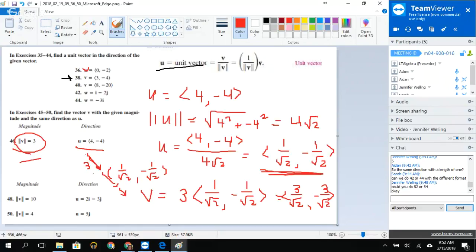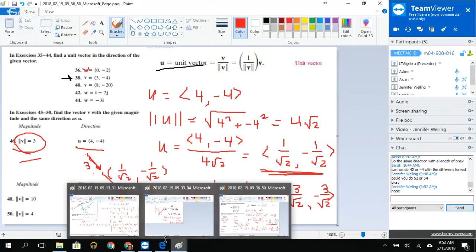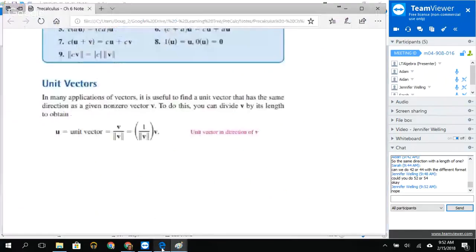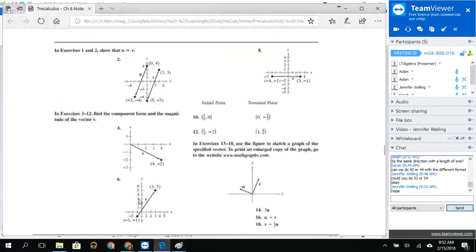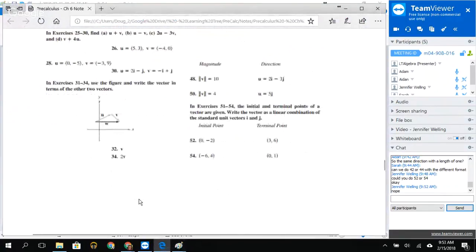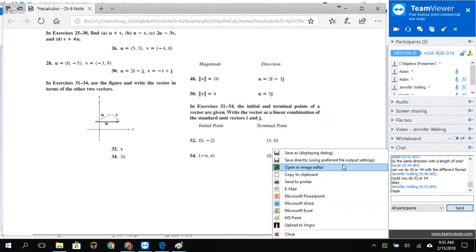Okay, any questions about that? Nope. All right. So then let's do number 52 and 54. The last two, and then we will be on our way. Okay, so in these last two, we are given the initial and terminal points of a vector, and we need to write the vector as a linear combination of the standard unit vectors i and j.